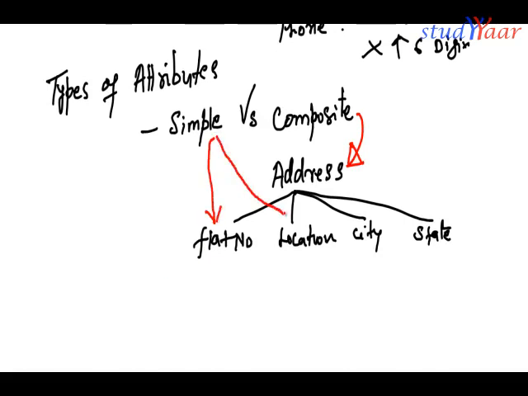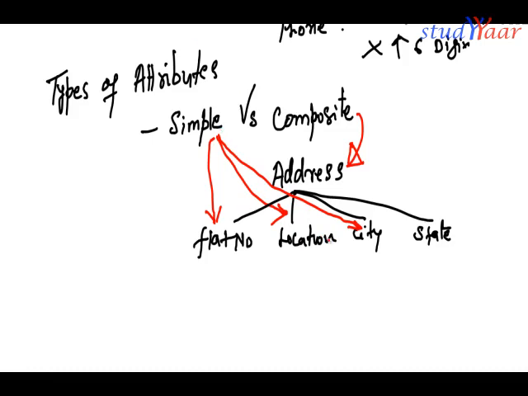A location is a simple attribute. A city is a simple attribute. We cannot go any further, right? A city cannot have a sub-city and a sub-sub-city, right? A city is a city. A sub-city would be a location that in itself is a simple attribute. Okay?